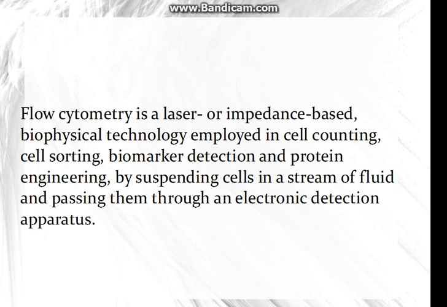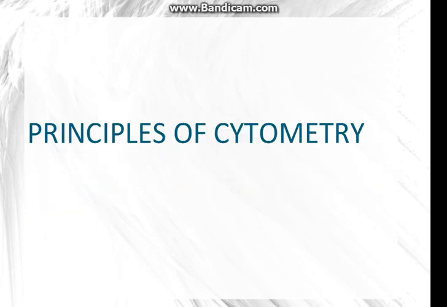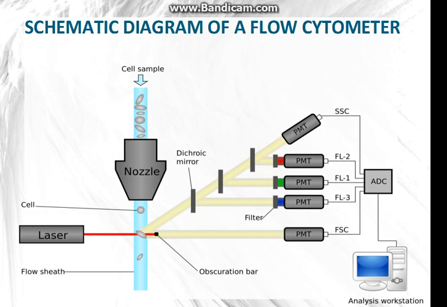Going in depth of the definition, it is a laser or an impedance based biophysical technology used in cell counting, cell sorting, biomarker detection by suspending these cells in a stream of fluid and then passing them through an electronic detection apparatus. To understand this definition, we should understand what are the principles of cytometry. So what are the principles? How does it work? This is very important to understand about flow cytometer.